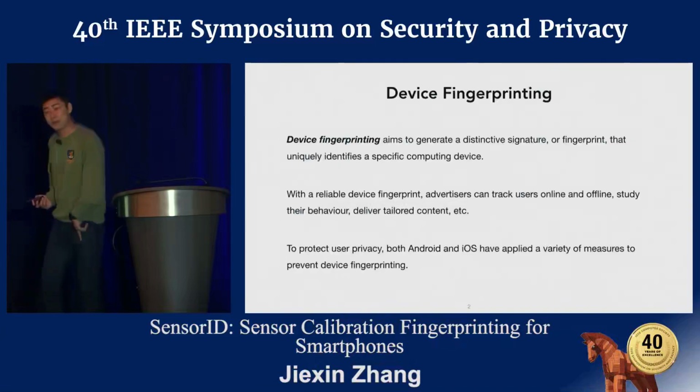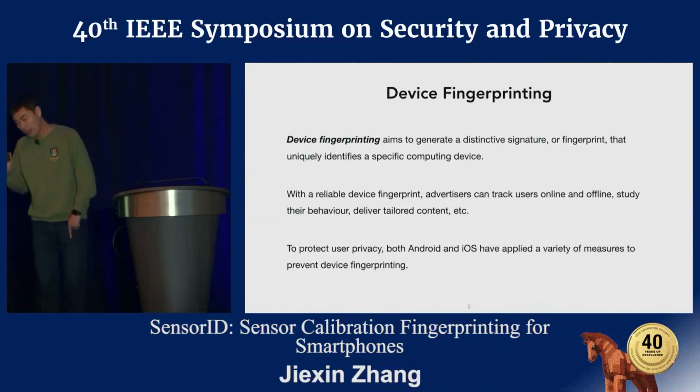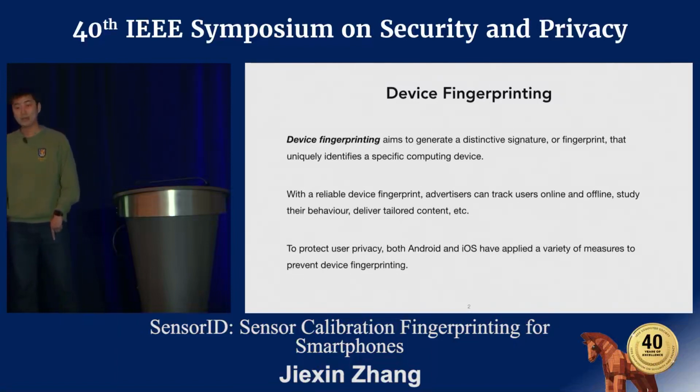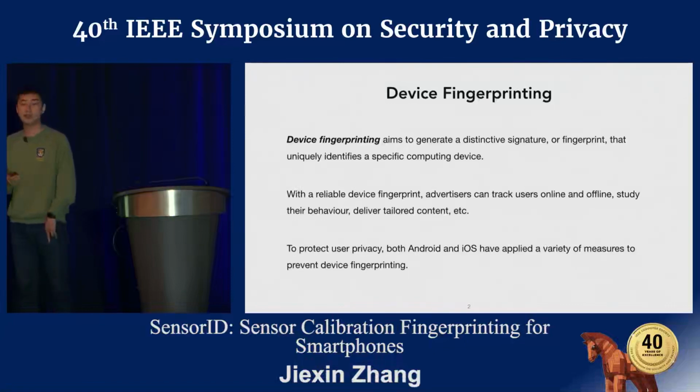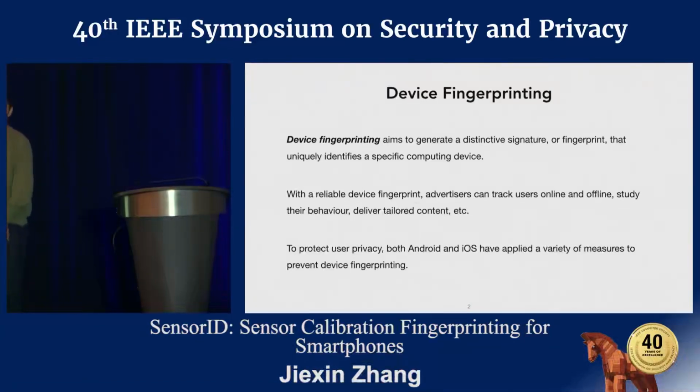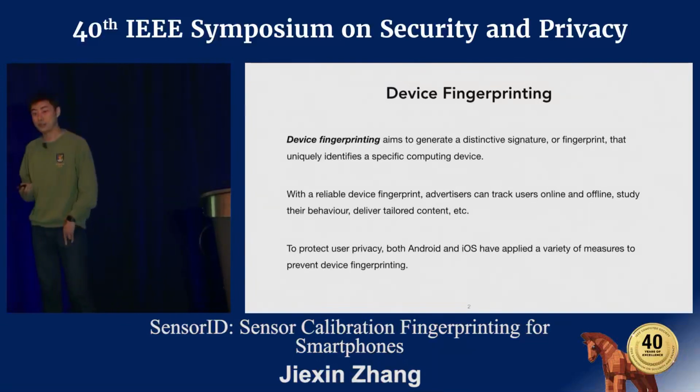So what is device fingerprinting? Well, device fingerprinting is a technique to generate a unique identifier, sometimes called a fingerprint, of a device. It has many use cases. For example, it has been used to protect against identity theft and credit card fraud. However, it's more often used by advertisers to monitor your activities and to study your personal interests.